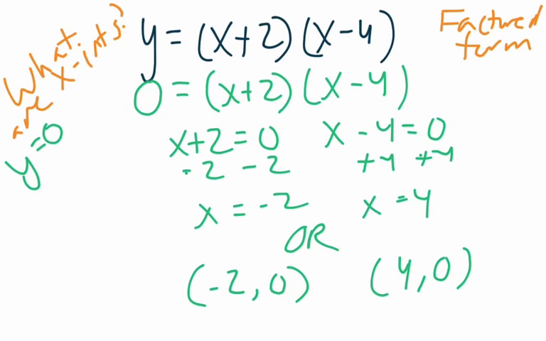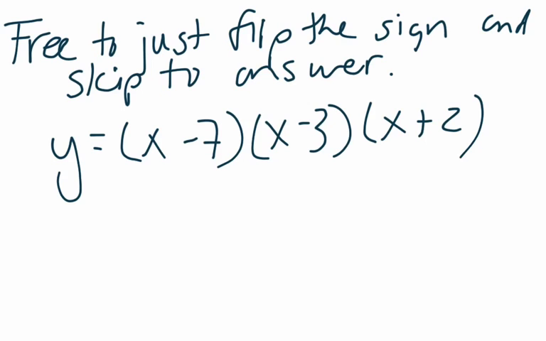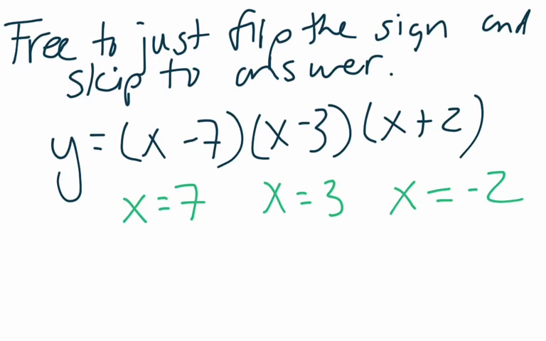So what I hope you're noticing is that you're just flipping the sign. It's because when you solve the equation, you do the opposite operation. That's why the sign flips. But math is consistent, and it's always going to work out that way. So you are welcome to simply do this. x is equal to 7, x is equal to 3, x is equal to negative 2. And just go ahead and flip the signs.